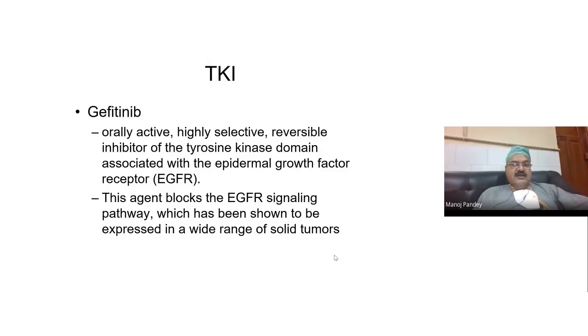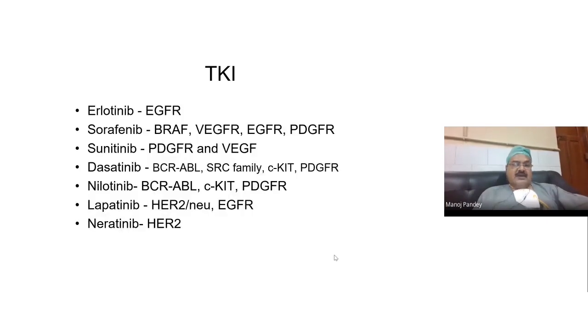They inhibit the epidermal growth factor receptor tyrosine kinase pathway and block the EGFR signaling pathways. Other TKIs are erlotinib, which is again an EGFR inhibitor, and sorafenib, which inhibits BRAF, VEGF, EGFR, and PDGFR. Sunitinib is basically a PDGFR and VEGF inhibitor. Dasatinib basically blocks BCR-ABL. Nilotinib is again active against BCR-ABL or c-KIT. Lapatinib blocks HER2/neu, and neratinib also blocks HER2/neu.